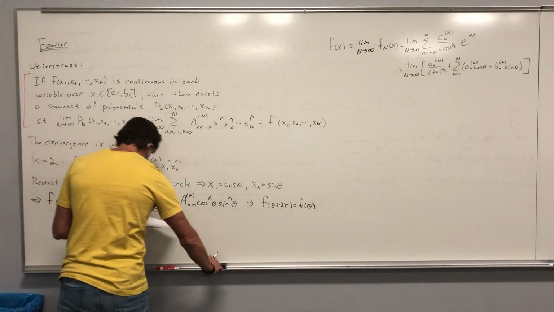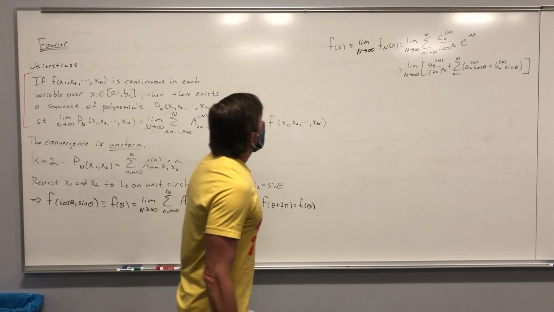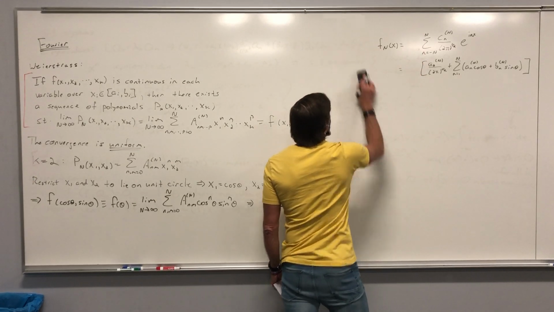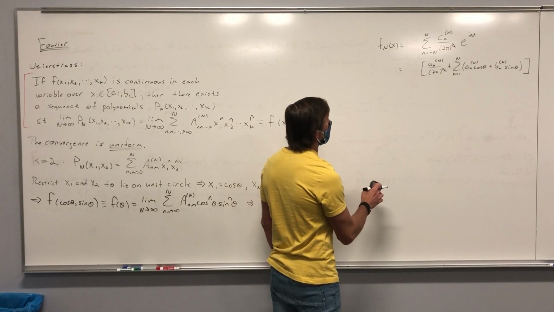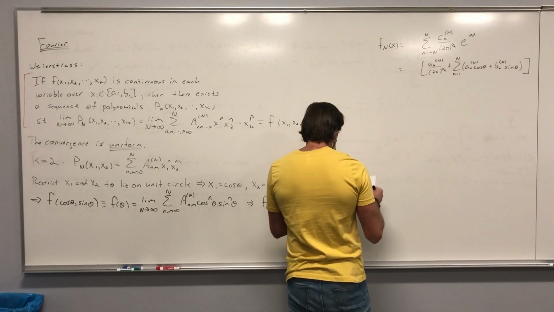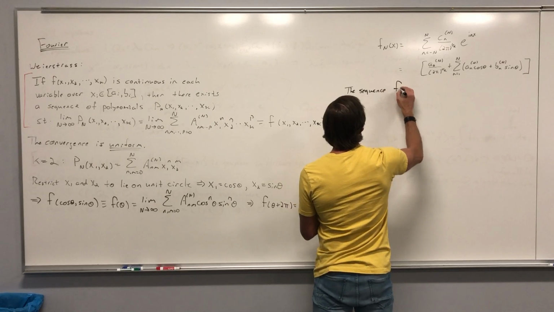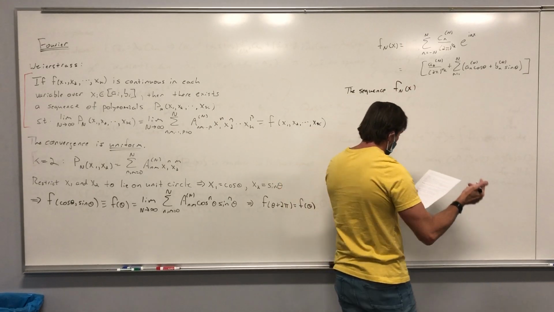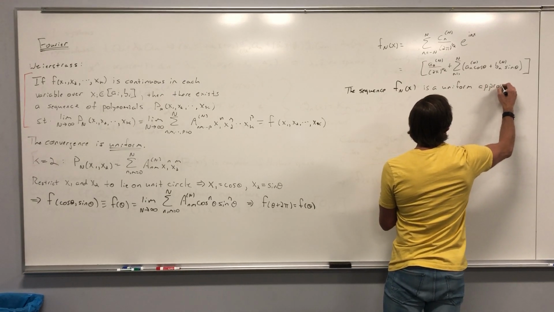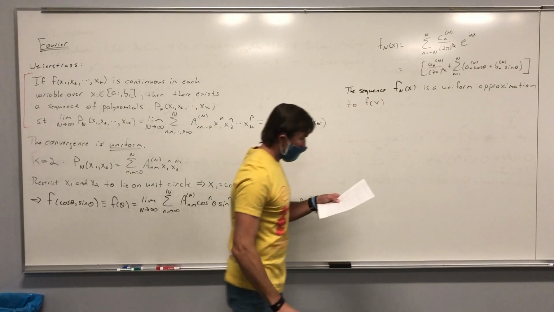Now, what I can conclude from this is the following. That f and x, which you can write either in terms of the exponentials or in terms of sines and cosines, this is now a sequence that is a uniform approximation.